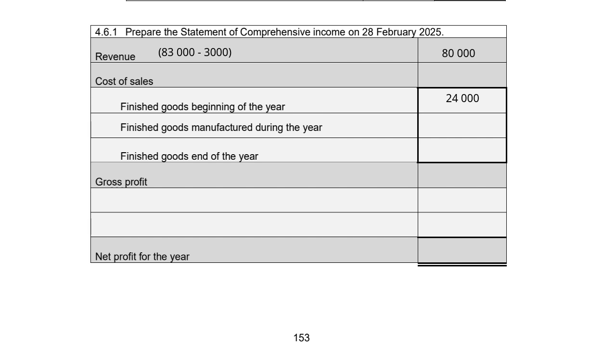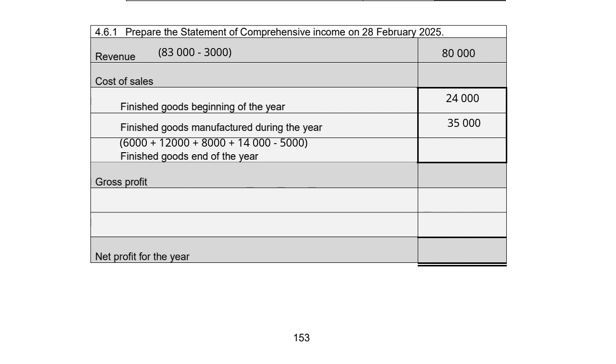For the finished goods manufactured during the year, we're basically going to do a production cost statement calculation in brackets. So we're going to start with our work in progress stock at the beginning of the year. We're going to add our direct material costs, our direct labor costs, and our factory overhead costs, and we're going to minus our work in progress stock at the end of the year. So it's 6,000 plus 12,000 plus 8,000 plus 14,000 minus our 5,000. And that then gives us an amount of 35,000 Rand.